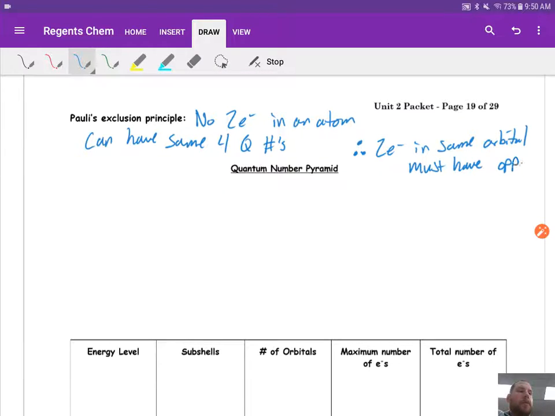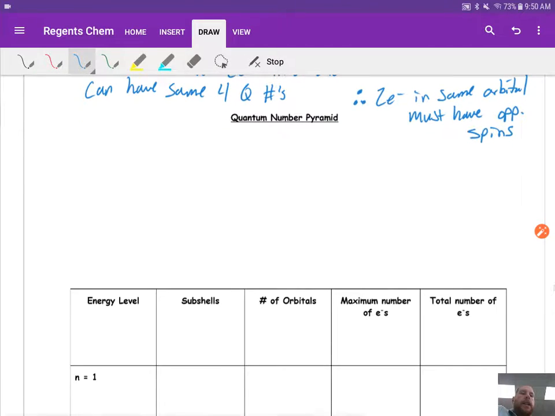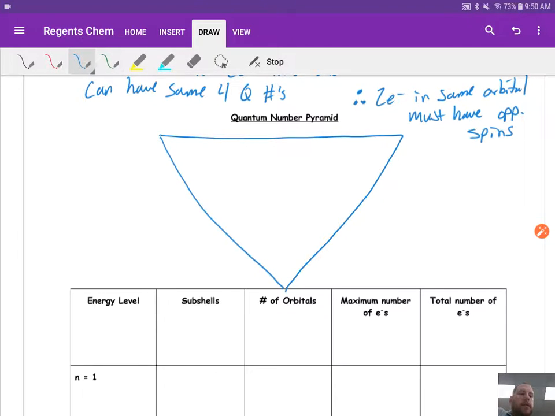So if we talk about the quantum number pyramid, all right, this is kind of saying which is the most broad number and then which is the most accurate, trying to get closer and closer to where the electrons are. So we're going to do an upside down pyramid, something like that. The top level is going to be the principal quantum number. Okay. Then we're going to break up the next one into kind of 2 sections. And this is your quantum number 2.